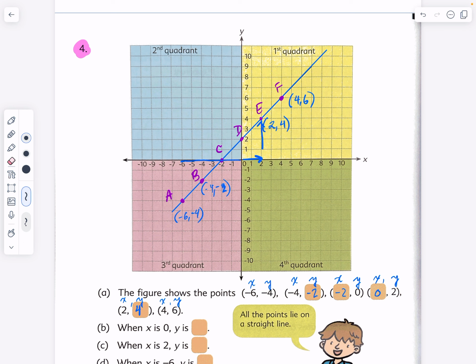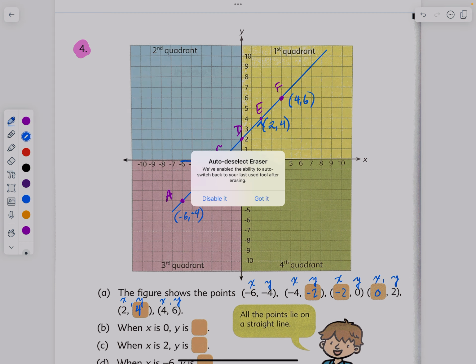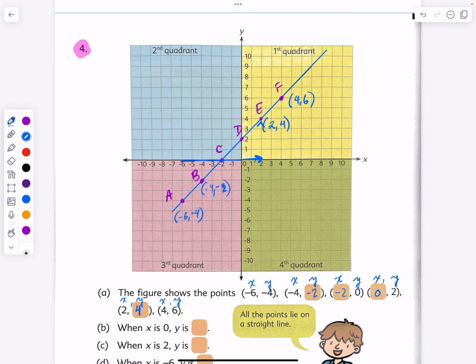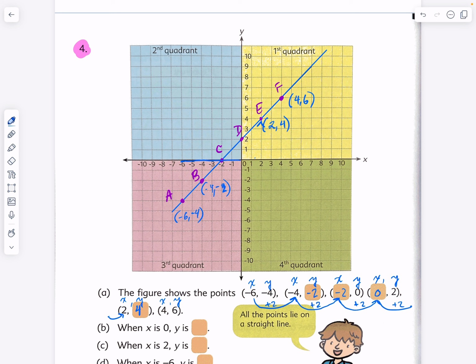Now, let's see if we can spot some patterns. Notice what's happening with the X value. From -6, it went up to -4, went up to -2, went up to 0. So it always increases by 2. From 0 plus 2 more, we end up at +2. And from +2 plus 2 more, we end up at 4.